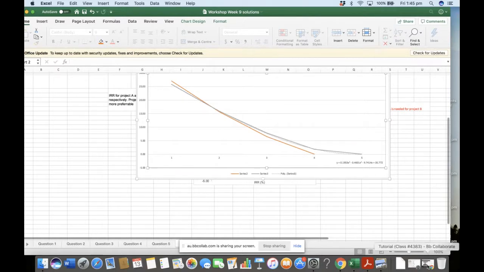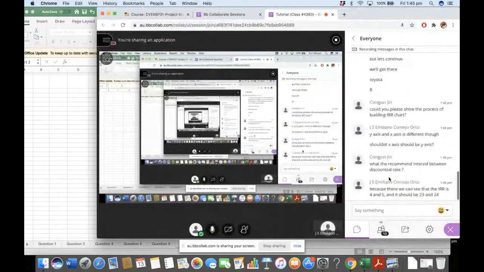Okay. Hey, a lot of notifications on the chat. Okay, Emiliano: y-axis and x-axis is different though. Should x-axis always be y-axis? You can use either way, but one of the axes should be net present value and the other should be discount rates.